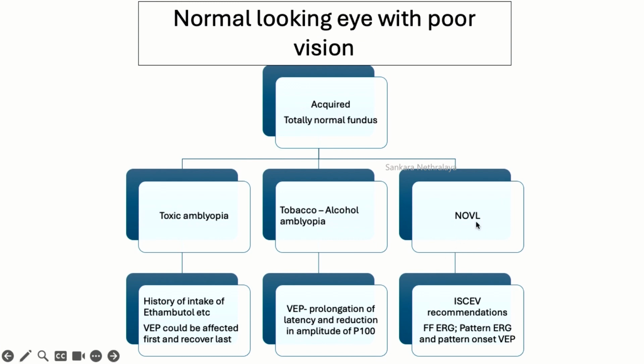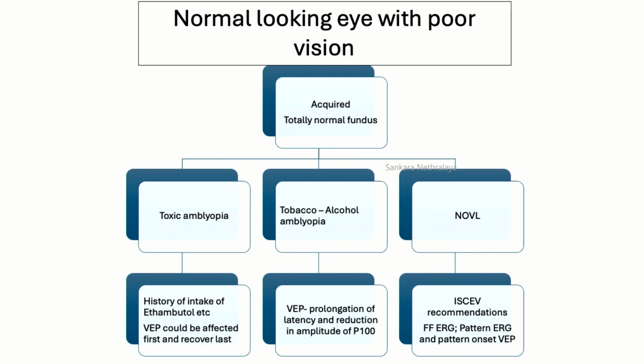Okay. Which is non-organic visual loss, also called NOVL. So ISCEV recommends, if you want to label a patient as having non-organic blindness, it becomes a medico-legal issue. You may even be called to the court to give evidence that these are the reasons why I think he is malingering. You should not use the word malingering at all in your certificate.